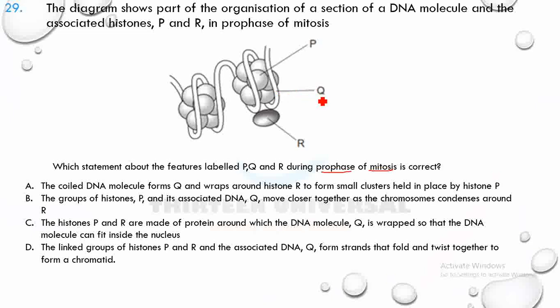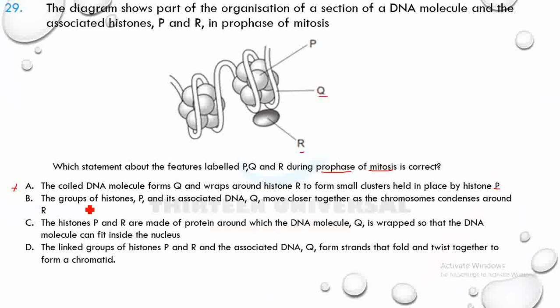Now this Q is actually DNA, and then it wraps around histone protein R to form small clusters held in place by histone protein P. No, histone protein is part of the folding. All right, so A is wrong.